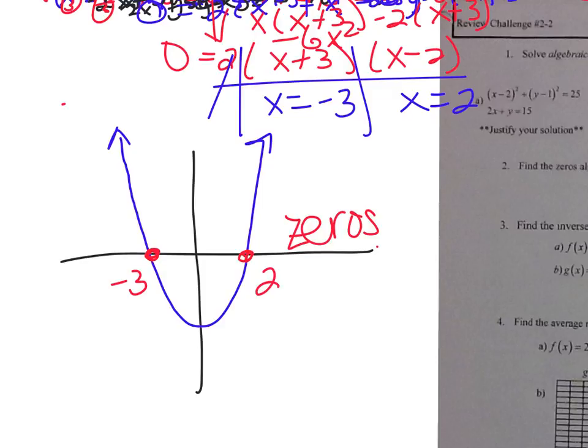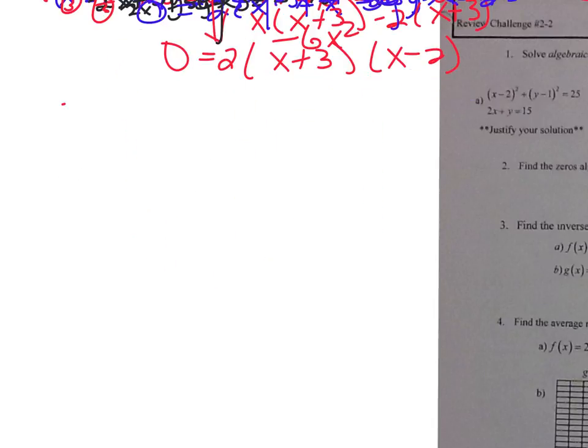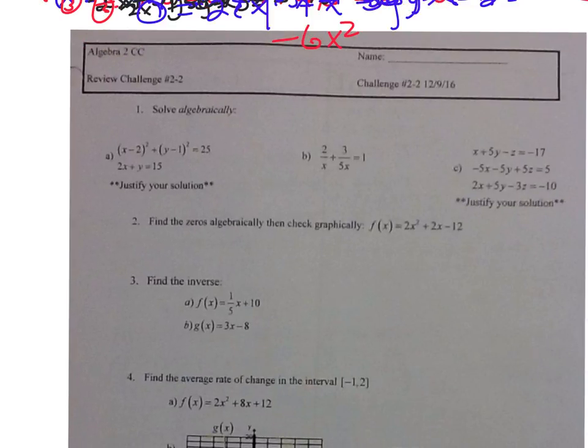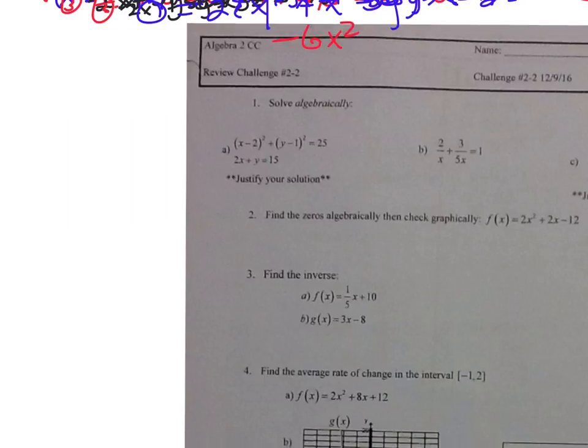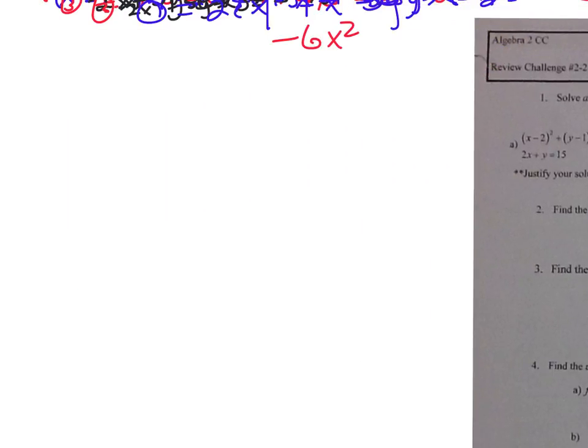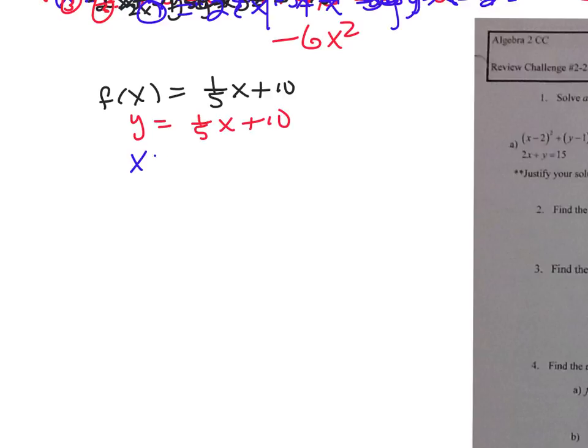Okay, so let's take a look at 3. 3 is to find the inverse. So it says find the inverse here. So remember, inverse means to switch x and y. So let's take a look at the first one. We have f of x is equal to 1/5 x plus 10. I'm going to change it to y equals 1/5 x plus 10. Inverse means to switch x and y, so I switch x and y. So I get x equals 1/5 y plus 10.